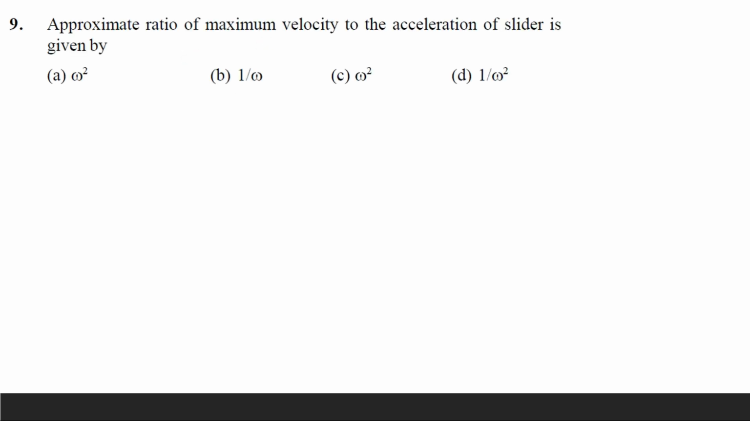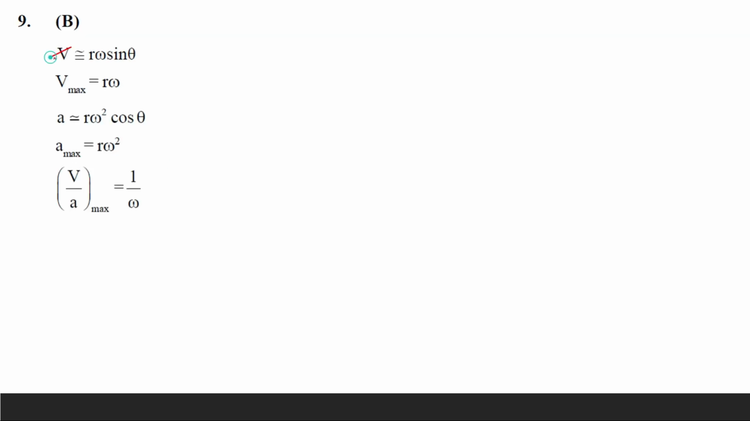Now, the approximate ratio of the velocity to the acceleration of the slider. Again, this is a relation based question. For the approximate value of velocity you put r omega sin theta, and for the approximate value of acceleration you put its relation. This is the relation for velocity at any angle theta. What can be the maximum value? When sin theta is maximum. Sin theta maximum is 1, so the maximum velocity is r omega.